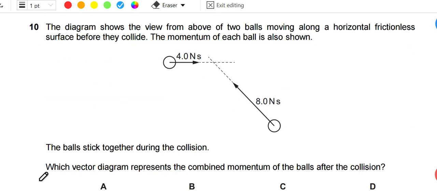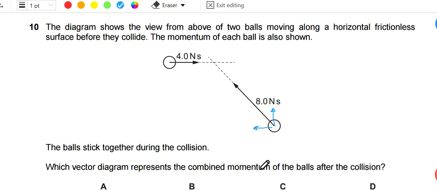A diagram shows two balls moving along a horizontal frictionless surface before they collide, and they stick together during collision. Which vector represents the combined momentum after collision? So we have before collision a movement in the horizontal, and here a movement that can be analyzed in both vertical and horizontal.